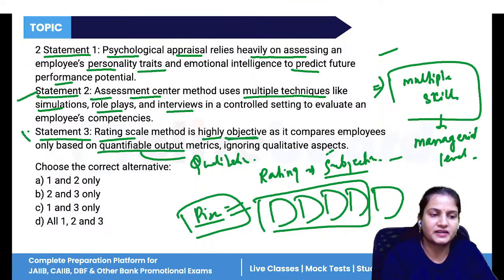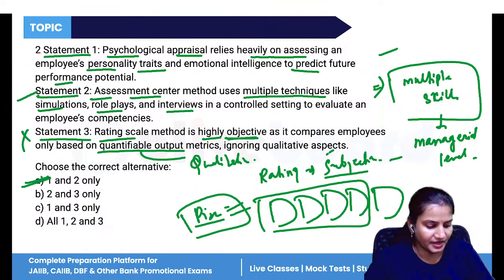Okay, so this statement is wrong and these two statements are correct. That is again, option A is the correct answer.